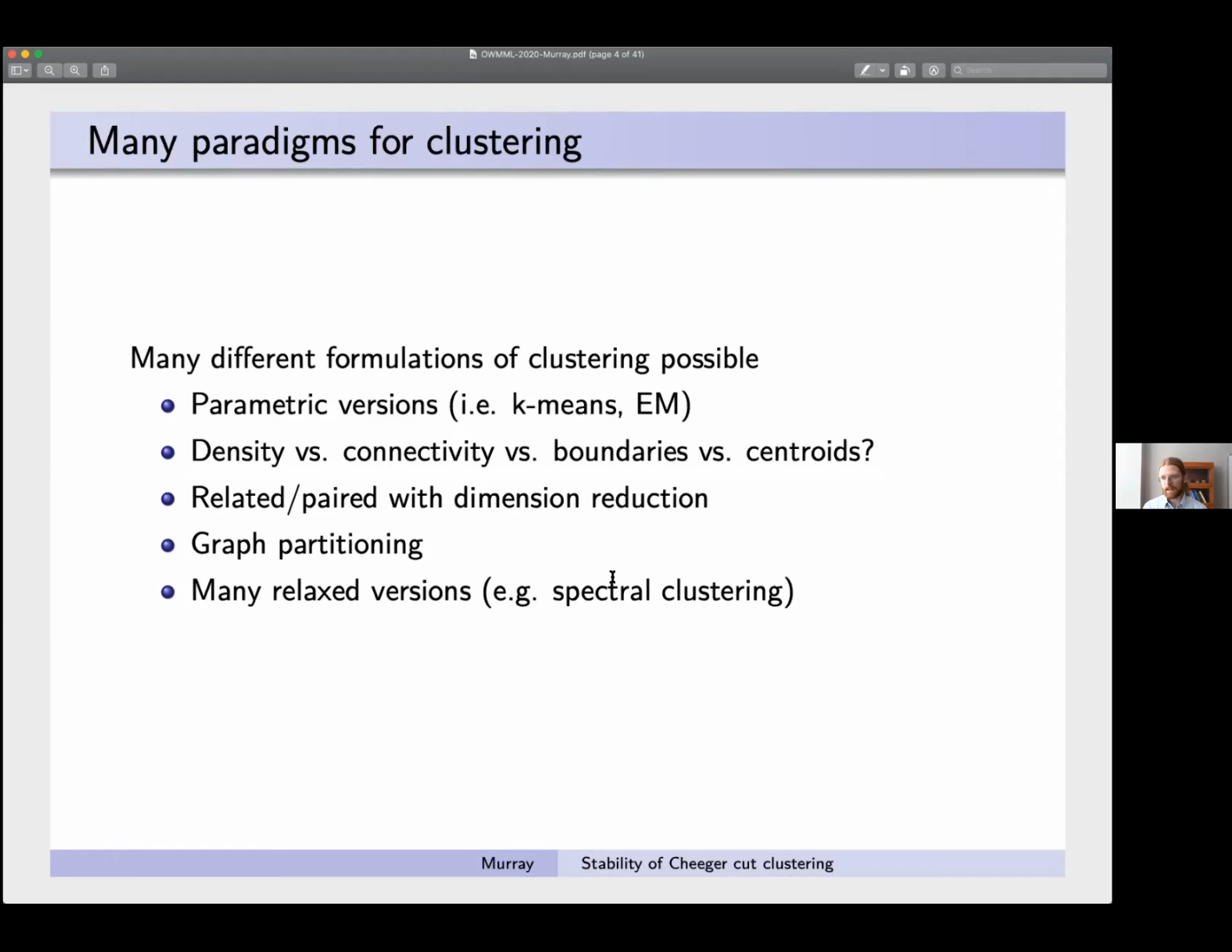Traditionally in the computer science literature, many paradigms for clustering are connected with graph partitioning. And this is actually the paradigm that I'm going to be talking about during this talk today. And finally, I will mention that there are many different relaxed versions of some of these algorithms. In particular, one is spectral clustering, which we heard about in this seminar just a few weeks ago when Franca gave her talk. So these are different paradigms one might consider very generally when we're thinking about the clustering problem.